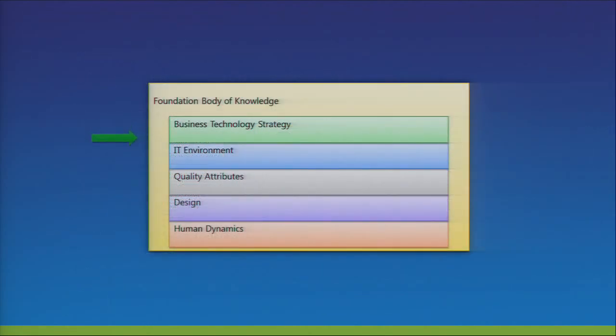Okay, well that gets us out of business technology strategy, and we're going to move on to IT environment. And this is our sweet spot. I mean, everybody in this room, come on. This is your sweet spot. I'm probably not going to tell you anything you don't already know.